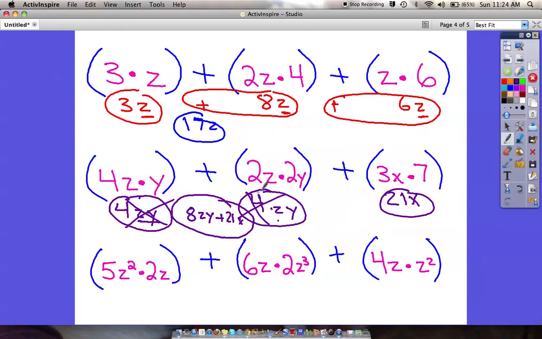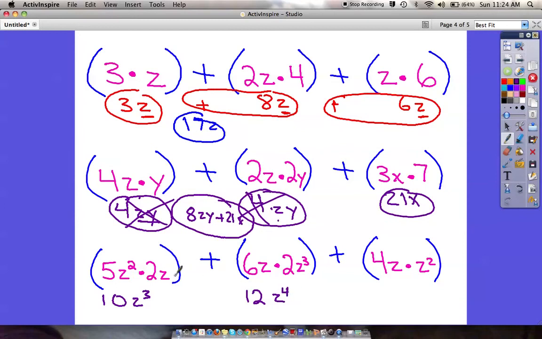And then when I come down here to the last one, 5z squared times 2z. That's going to be 10z to the third power. Because if I expanded that out, that would be z times z times z, which would be z to the third power. When I come over here, I've got 6z times 2z to the third. So that's going to be 12z to the 1, 2, 3, fourth power.